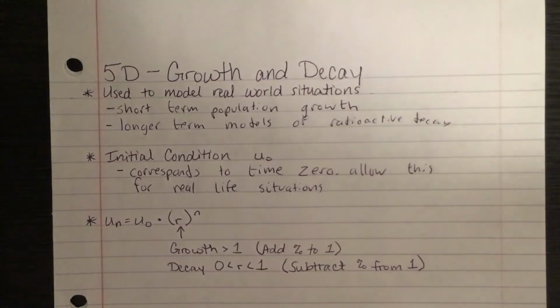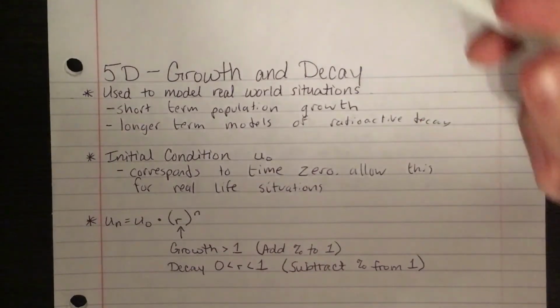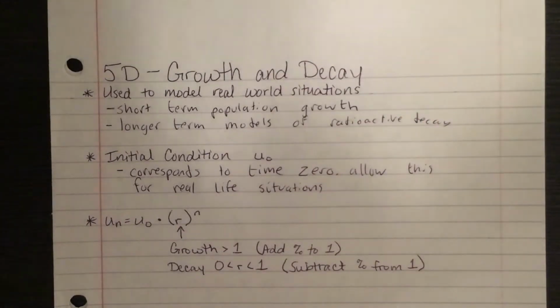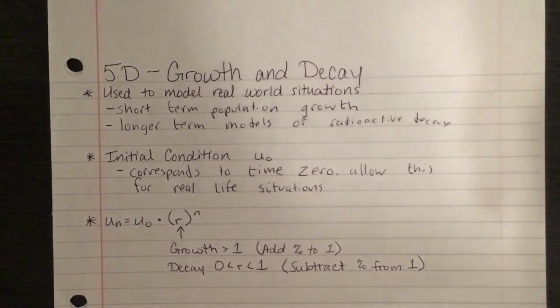And so with that, we've seen U1 up to this point. In the formula for growth, you're going to see it as U0, because when you're dealing with real world situations and time, U0 typically stands for time zero, which we allow for in real life situations. It works the same as U1.